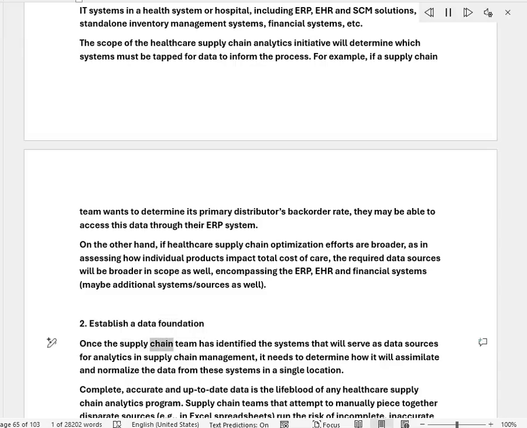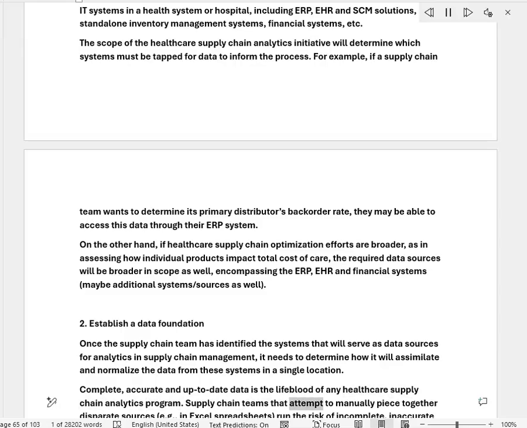Once the supply chain team has identified the systems that will serve as data sources for analytics in supply chain management, it needs to determine how it will assimilate and normalize the data from these systems in a single location. Complete, accurate, and up-to-date data is the lifeblood of any healthcare supply chain analytics program.